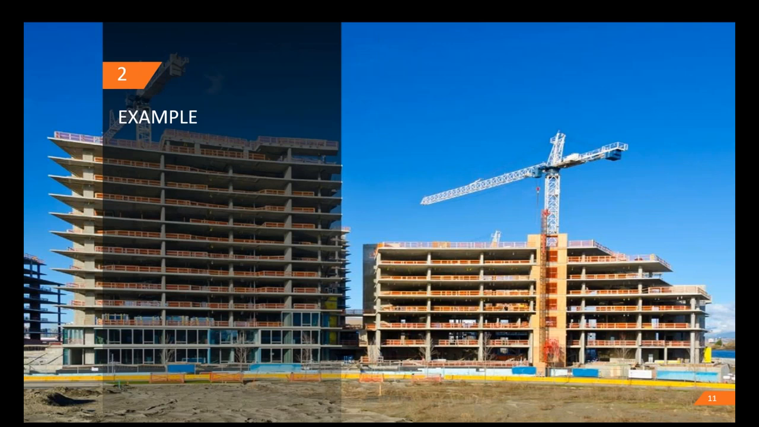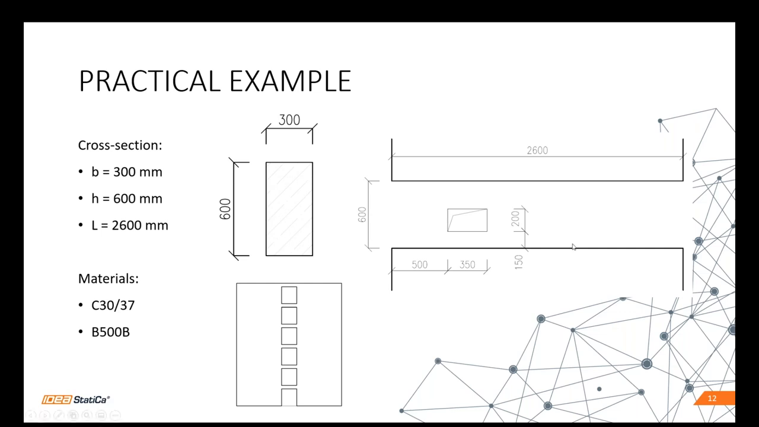And now I would like to tell you about the practical example which I have prepared for today. So we'll be dealing with a coupling beam with the length of 2.6 meters. It has a rectangular cross section with the width of 300 millimeters and the height of 600 millimeters. We will use the concrete grade C30/37 and B500B for reinforcement, and the coupling beam is weakened by a rectangular opening with dimensions 350 millimeters times 200 millimeters in the left part of the coupling beam. So this is our today's practical example.